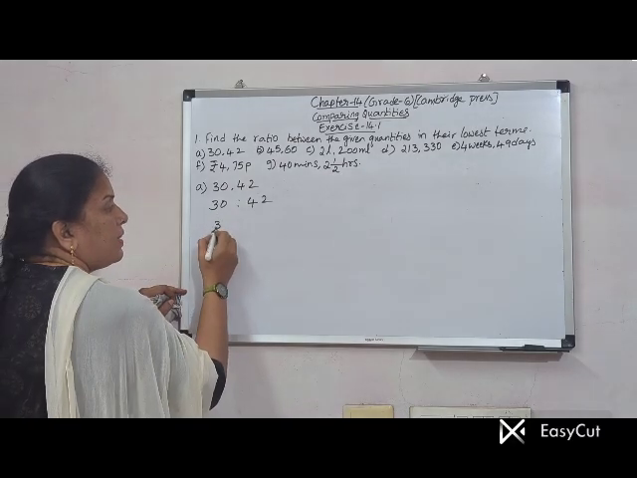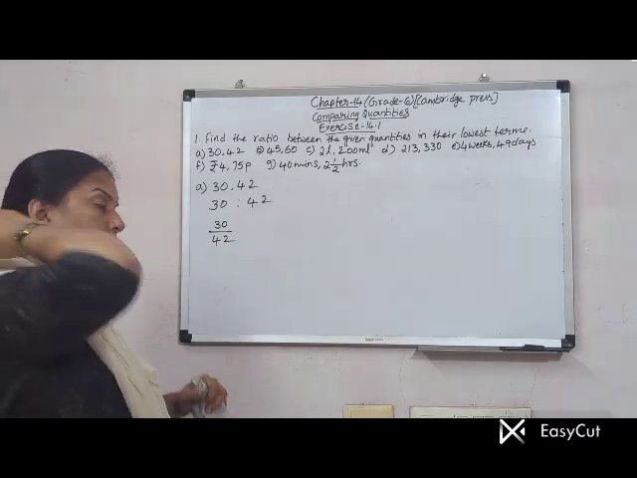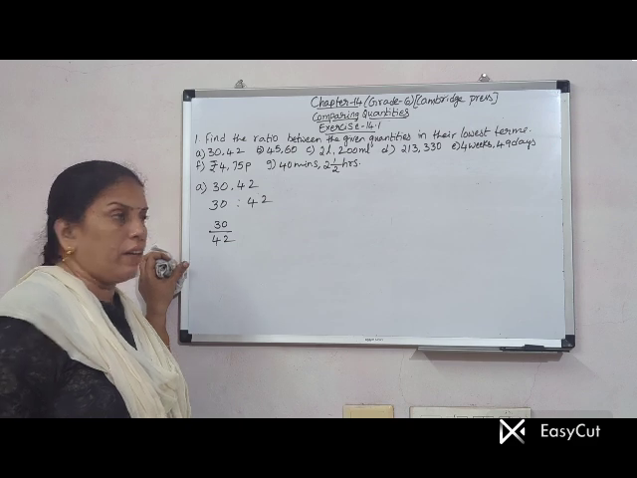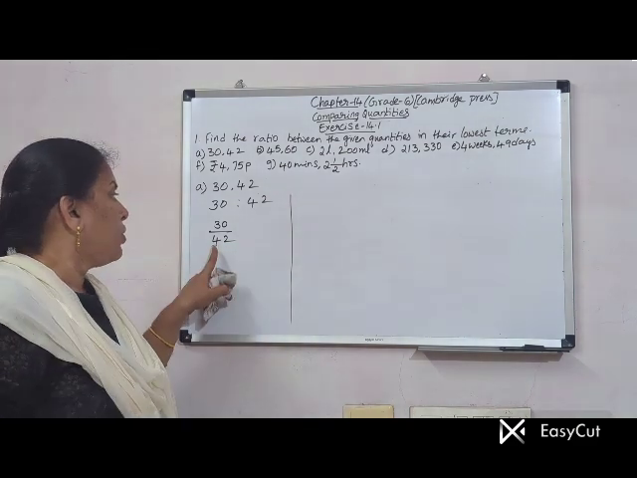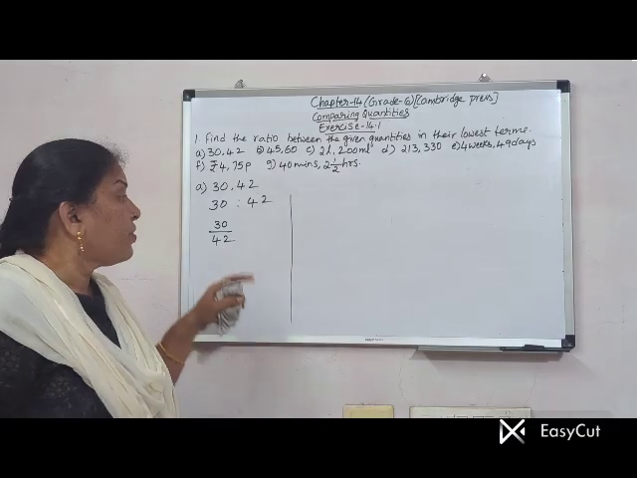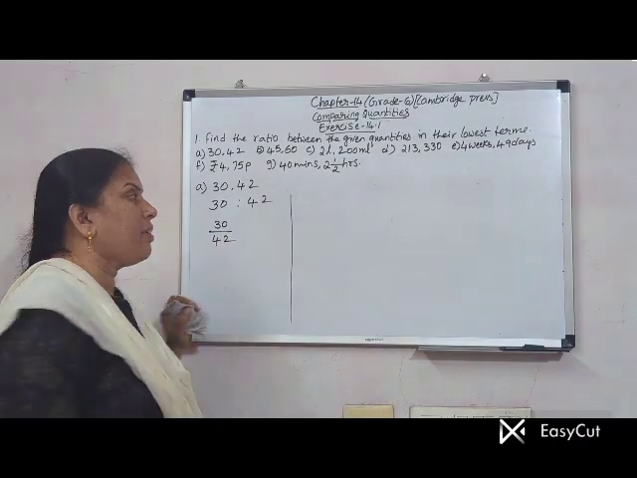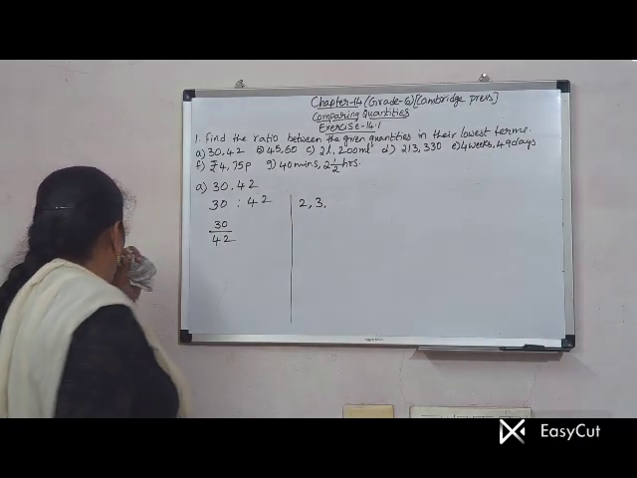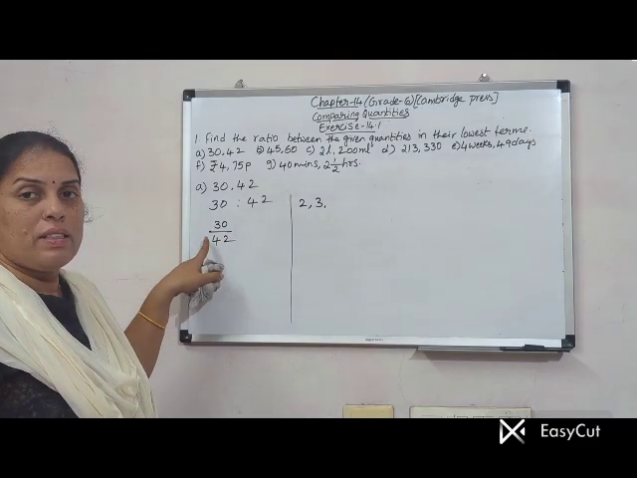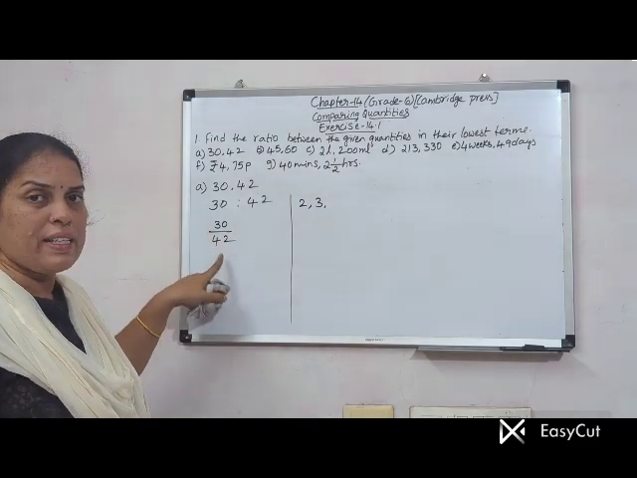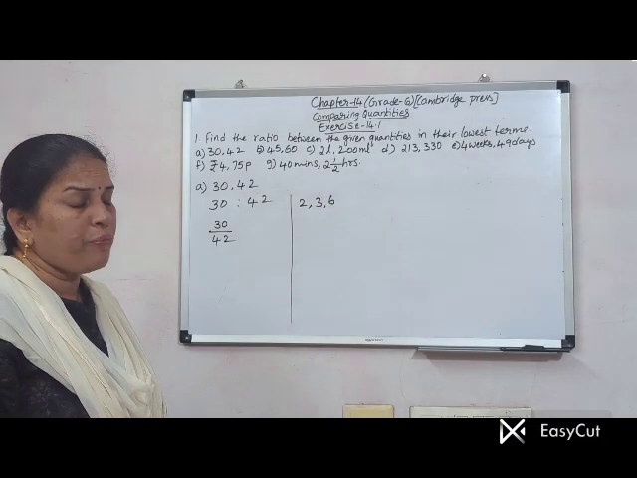30:42, you can write it as 30/42. With which table do 30 and 42 divide? 2 table: 2 15s are 30, 2 21s are 42. 3 table: 3 10s are 30, 3 14s are 42. 3 table also divides. It divides with the 2 table, 3 table and 6 table. 6 5s are 30, 6 7s are 42. It divides with the 6 table also. Any other table? No.